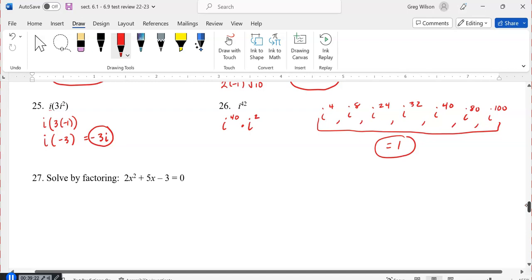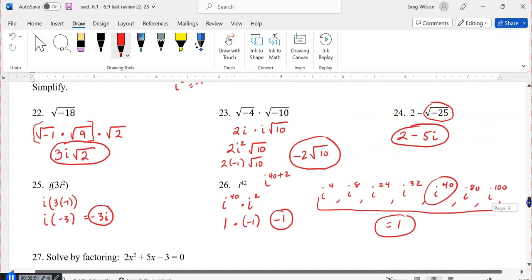So these two, remember when you're multiplying, this is adding exponents. So when I multiply these together, it's like putting i to the 40 plus 2 power. Okay, so i to the 40th, we just said, is equal to 1. And we said earlier that i squared is equal to negative 1. So when you multiply these together, you get negative 1.